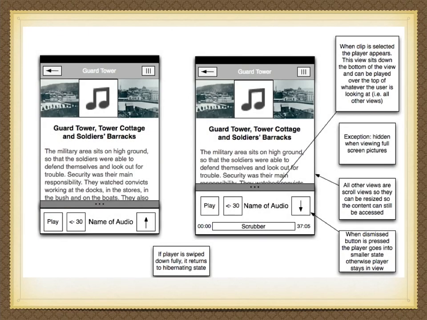So this is the work I did for Port Arthur, which is like a tourist destination in Tasmania. Now, Port Arthur wanted some sort of information booklet style tour guide. They didn't necessarily want a guided tour, but they wanted to have all the information available for the site at once. So this particular location, the guard tower, has photos up the top. It has some audio clips attached. And this particular wireframe was talking about how they were going to interact with the audio system built into the app. Now, this is pre-iOS 7, by the way.